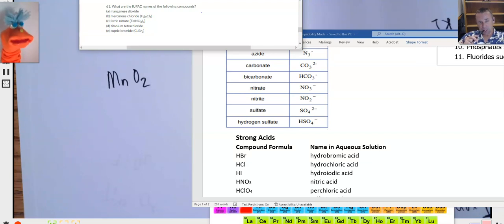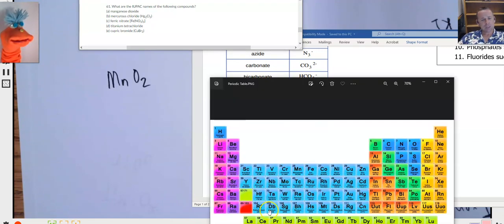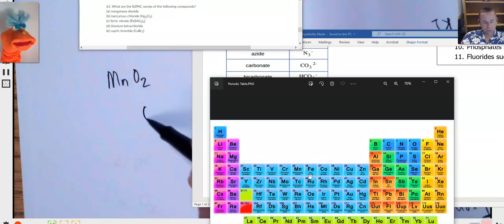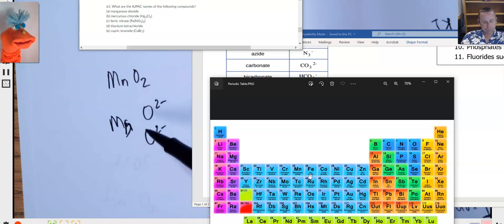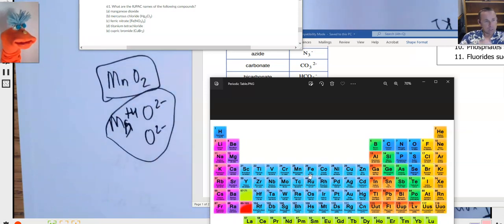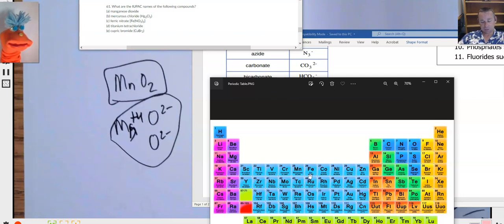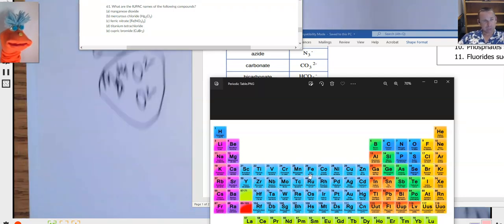Manganese oxide. Just manganese. Well, no. Is manganese a transition metal? Let's look and see here. Yeah, it is. So we need to give it a number. Oxygen, there's 2 oxygens. Each are a 2-. 1 manganese. So it's a +4? That's right. So manganese 4 oxide is the appropriate name for manganese dioxide. Manganese dioxide is not the right name. Okay.